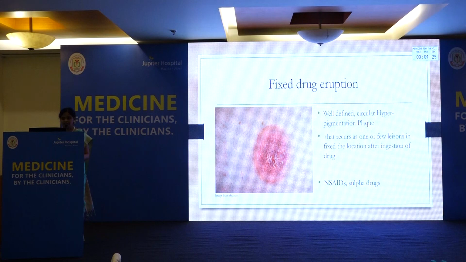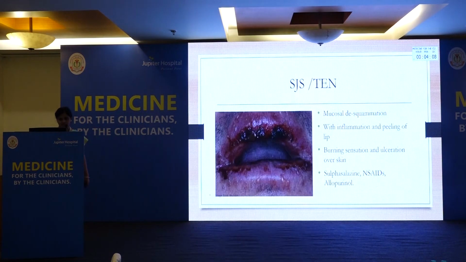This is a well-defined circular hyperpigmented plaque, and this occurs in one or a few regions in a fixed location after administration of the drug. This is called a fixed drug eruption, which we can see with NSAIDs or sulfa drugs, which we usually use in rheumatological conditions.